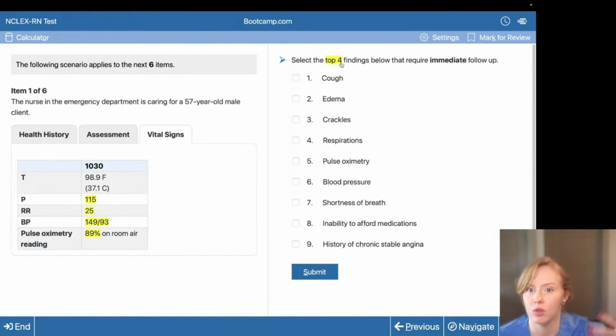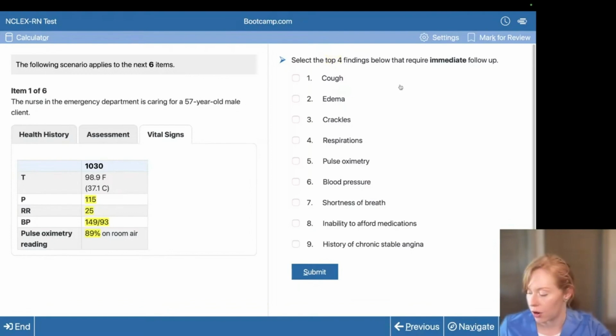You just miss points you could have gained, versus regular SATA items where if you select one that's wrong, you get points off. So in regular SATA, only pick the ones you're absolutely sure of, but in select N, like this, pick all 4 or pick all 3 or however many you're being asked to.